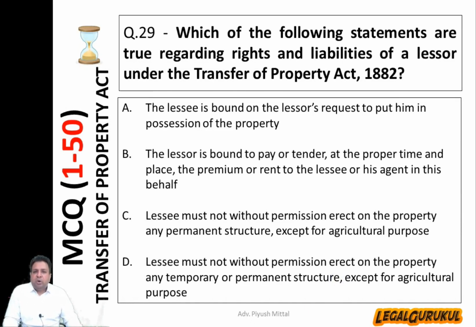Option A, the lessee is bound on the lessor's request to put him in possession of the property. B, the lessor is bound to pay or tender at the proper time and place the premium or rent to the lessee or his agent in this behalf. C, lessee must not without permission erect on property any permanent structure except for agriculture purpose. D, lessee must not without permission erect on property any temporary or permanent structure except for agriculture purpose. And the correct answer is C.